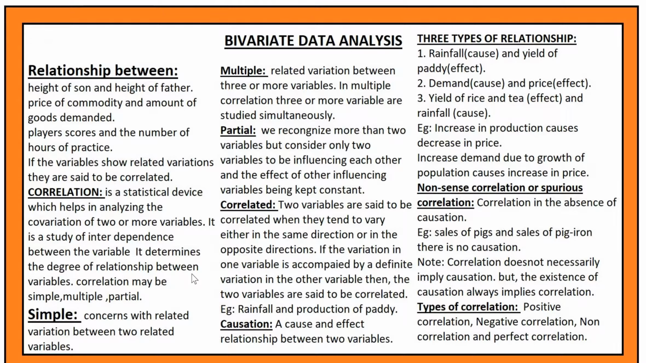Simple correlation is concerned with the variation between two related variables. Multiple correlation is a related variation between three or more variables; three or more variables are studied simultaneously. In partial correlation, we recognize more than two variables but consider only two variables to be influencing each other, and the effect of the other influencing variables is kept constant.